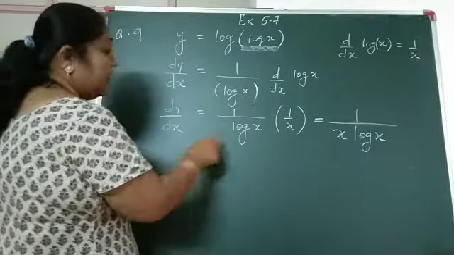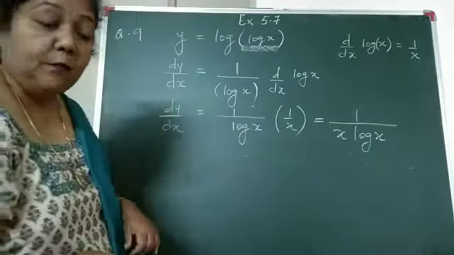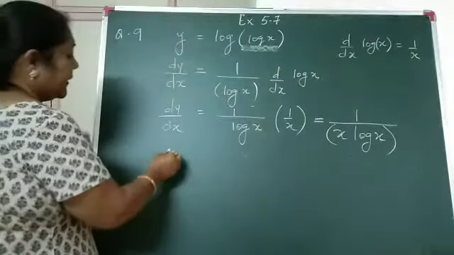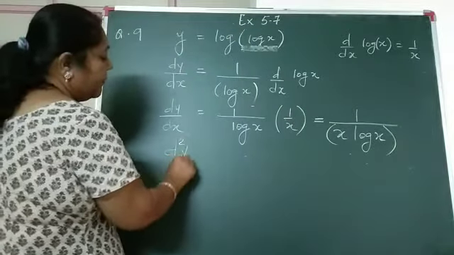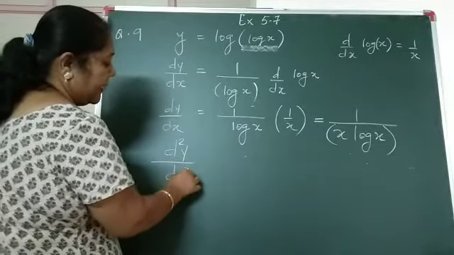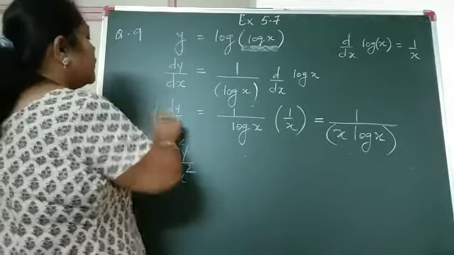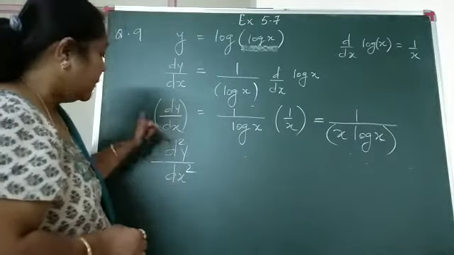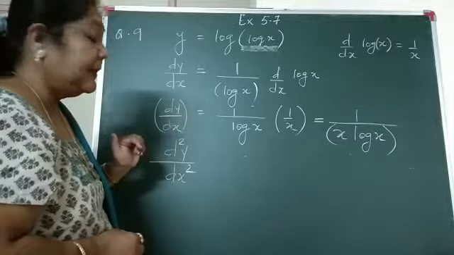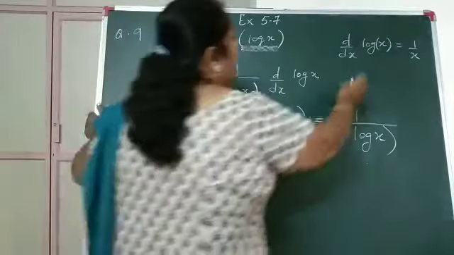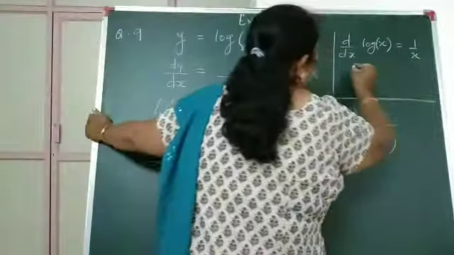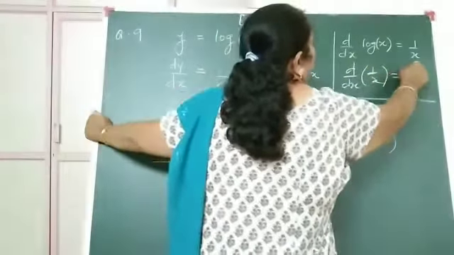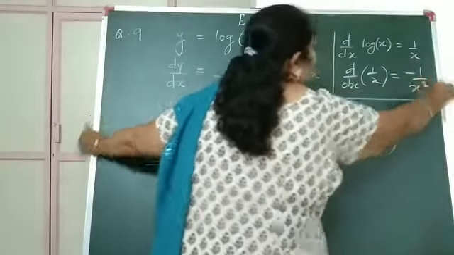Now if I wish to differentiate it one more time, then I have d squared y. This is the second order derivative I am dealing with. This was the first order derivative, that is dy by dx. Now I differentiate it one more time. So I have d squared y upon dx squared, and now I will use the formula d by dx of 1 upon x is equal to minus 1 upon x squared.